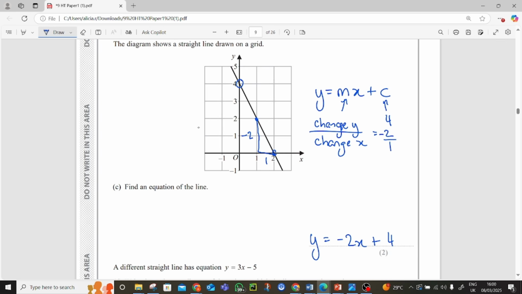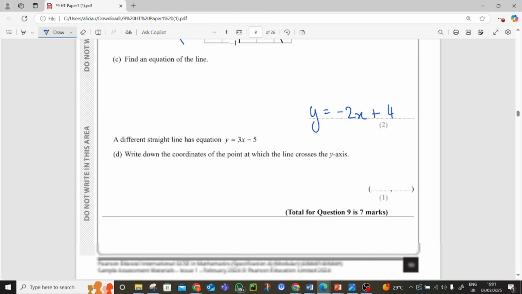Just be careful that this is negative, or you could do it like I did. So I said that we're going down 2. Or once you work out the gradient, you can just check if it's positive or negative. So anything with an upward slope is positive. Anything with a downward slope is negative. Positive gradient, negative gradient.